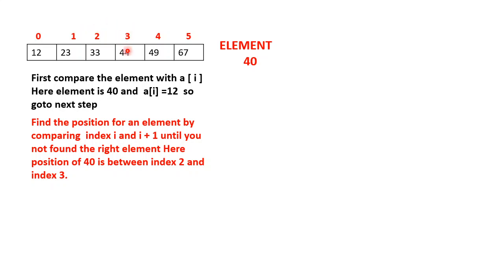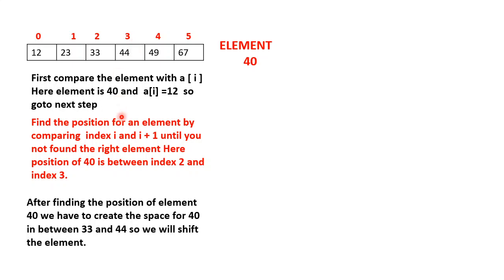40 will be placed at index 3, but our I value is 2. Now we will return I plus 1, not I, because I is 2 and I plus 1 is 3, and 3 is the appropriate position for 40. So after finding the position, we return I plus 1. Okay, so now we have found the appropriate position.